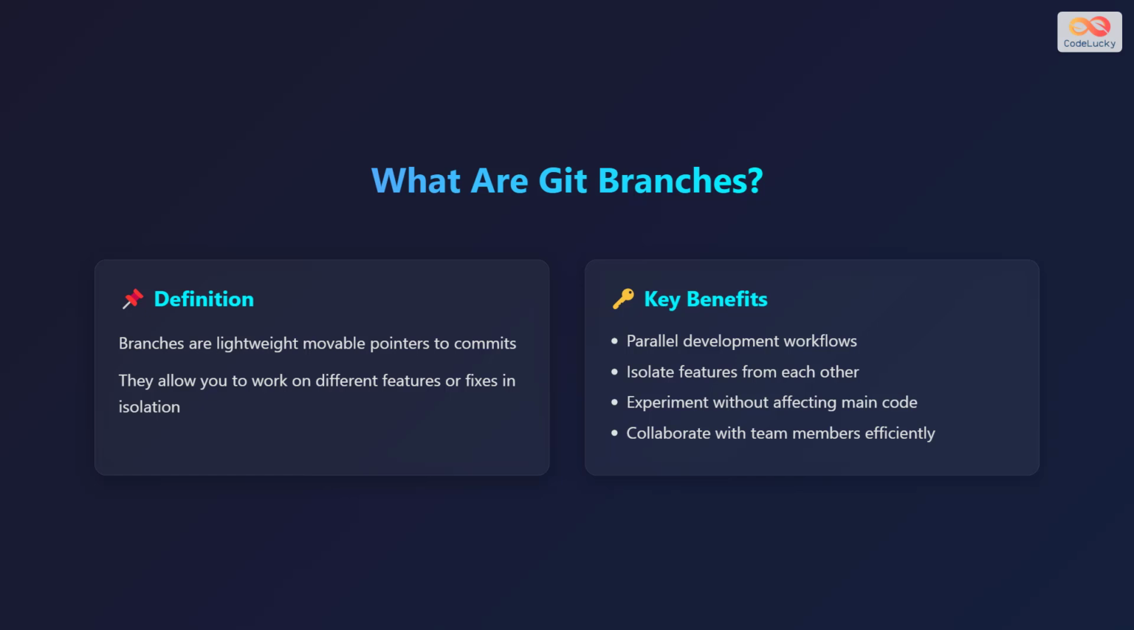Now let's explore the key benefits of using Git branches. They enable parallel development workflows, allowing multiple developers to work on different features simultaneously. They isolate features from each other, preventing code conflicts and ensuring stability. They provide a safe space to experiment without affecting the main code. And they facilitate efficient collaboration with team members.